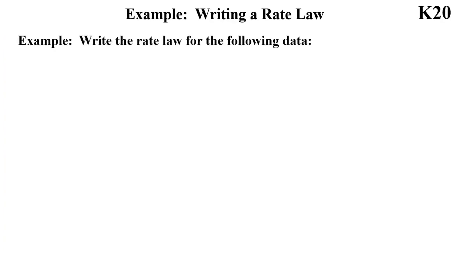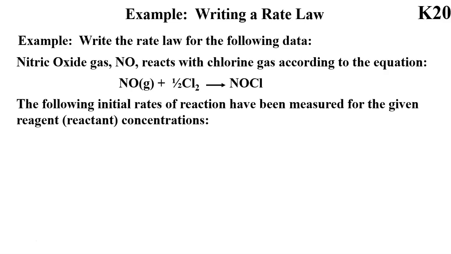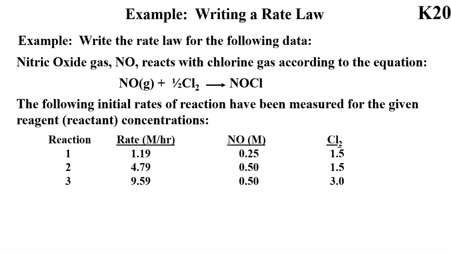So here's an example of how to write a rate law from experimental data. Nitric oxide gas, NO, reacts with chlorine gas according to the equation NO plus 1/2 mole of Cl2 gives you NOCl. The following initial rates of reaction have been measured for the given reagent, which is another way of saying reactant concentrations. Now again, these numbers come from an experiment. So you're given these assuming that you conducted or someone else conducted an experiment to get these data. You cannot get them from the chemical reaction. They are data that came from laboratory experiments.